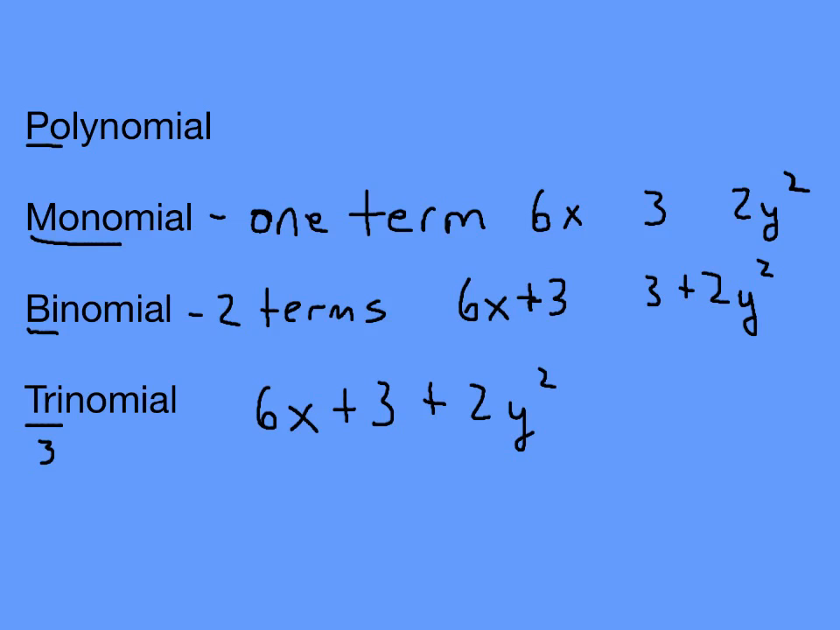The prefix poly means many. You'll run into poly again when you take geometry. Polynomial just has many terms. So I could write 3x to the fourth power plus 2x cubed minus 4y plus 7, and I would have a polynomial.